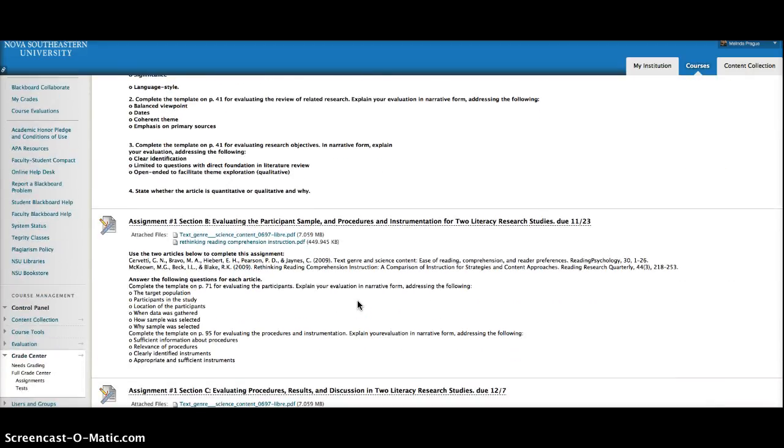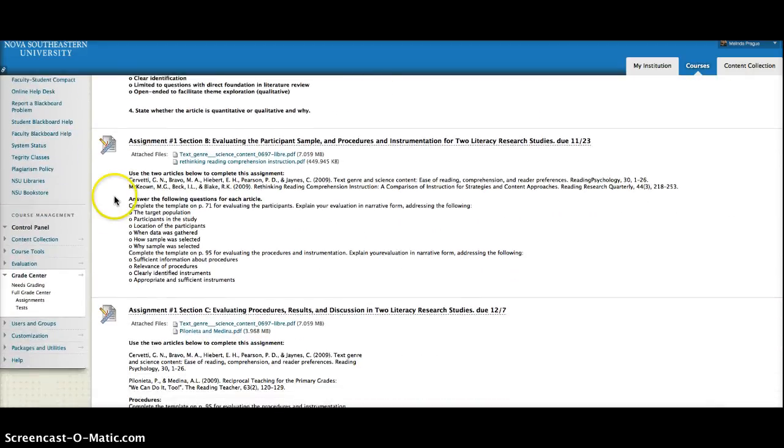So as I scroll down, we are now up to part B of the assignment. Again, I have given you the 2 articles attached in PDF files. Hopefully that makes life a little easier. You don't have to go searching for them. One is text genre and science content, ease of reading, comprehension, and reader preferences. And the second is rethinking reading comprehension instruction, a comparison of instruction for strategies and content approaches.